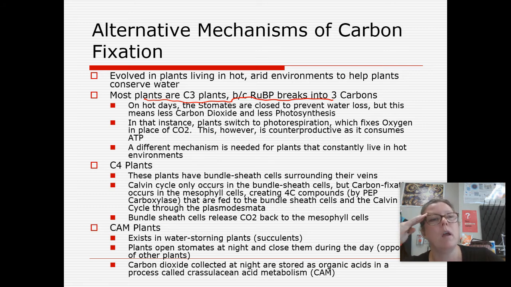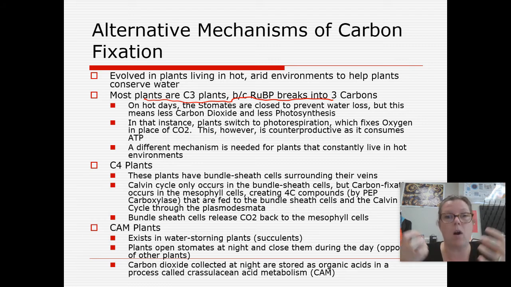The problem here is that if you have a C3 plant in a hot place, they're going to have to close their stomates during the day to prevent water loss. And during the day, when the sun is shining, that's when plants don't want to close their stomates because they need to bring in carbon dioxide. While the sun's shining, the products of the light reaction start to build up. You get a bunch of ATP and NADPH building up.